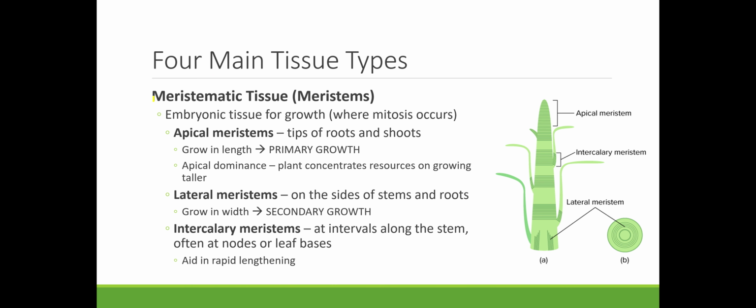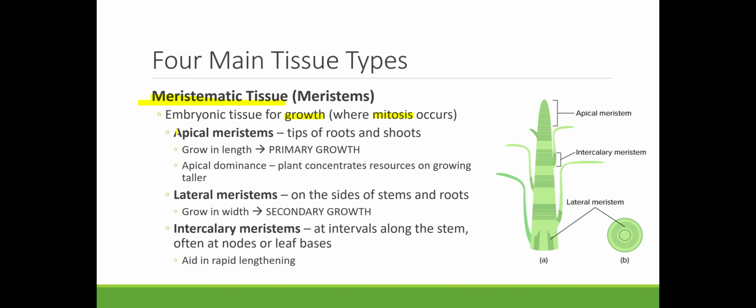Now the fourth main type of tissue is known as meristematic, or you could just call them the meristems. And I want you to remember that meristems equal mitosis. Really, it's cell division or the cell cycle, but the meristems are where we have growth. So these are embryonic tissues where the cells are going through the cell cycle, and they are dividing by mitosis and cytokinesis to make more cells for growth.